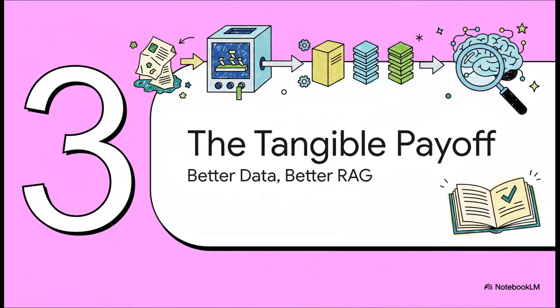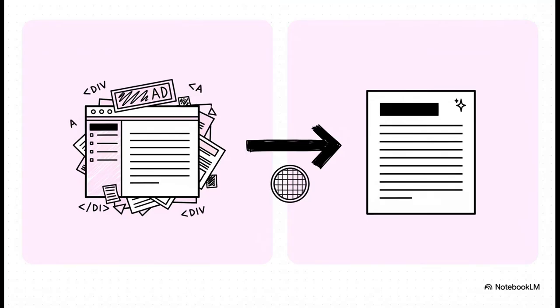All right, that's the how. But what's the so what? Why do we go through all this trouble? Let's talk about the real, tangible payoff you get for your RAG application when you do this right. And this visual just says it all, doesn't it? On the left, you've got pure chaos. That's what your system sees without a good loader, a jumble of code, ads, and links that have nothing to do with the actual information.